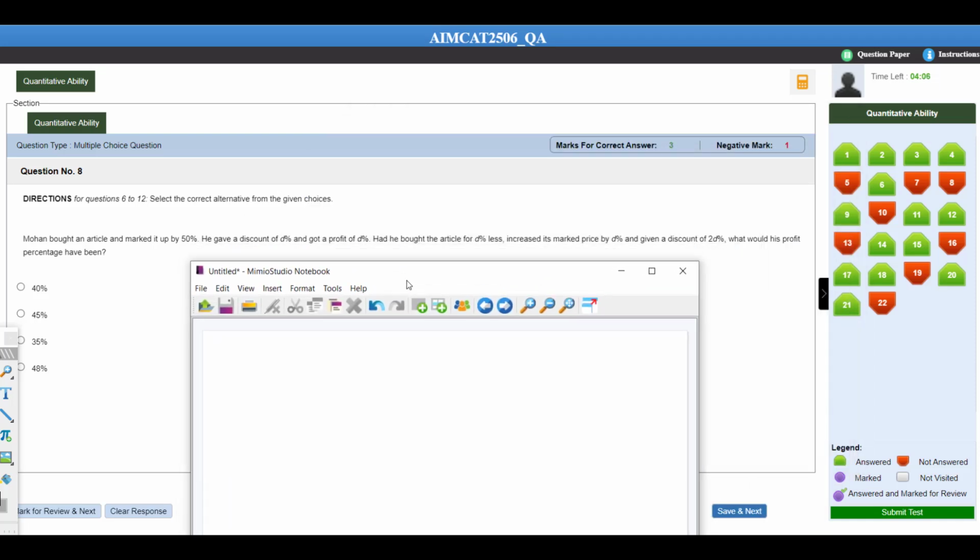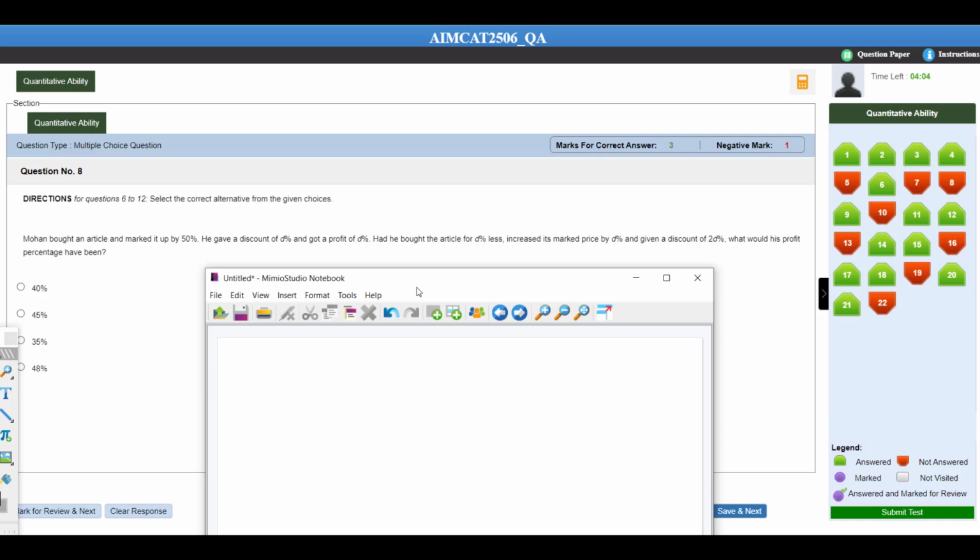Question number 8 is: Mohan bought an article and marked it up 50%. So the cost price is x, mark price is going to be 1.5x. Or hold on, let's take cost price as 2x, mark price will be 3x. He gave a discount of d% and got a profit of d%. It means the selling price is equal to profit d%, CP into 1 plus d by 100, which is equal to discount of d%, that is mark price into 1 minus d by 100.